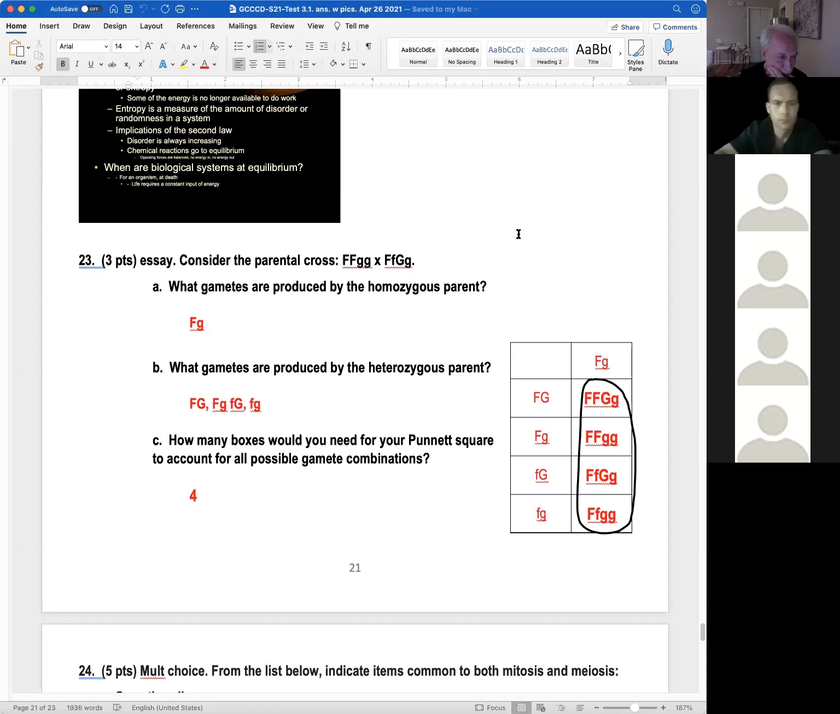What gametes are produced by the heterozygous parent? Well, you have 4 possibilities: homozygous dominant, heterozygotes, and homozygous recessive. So those are answers to the first 2 questions. Then how many boxes would you need for your Punnett square to account for all possible gamete combinations?